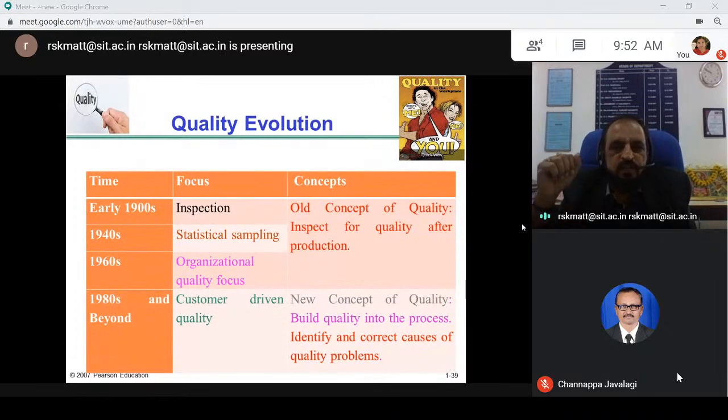In the early 1900s, we used to call it inspection, and during 1940, statistical sampling. It was used by many of the quality gurus, who used statistics in measuring quality. Then in the 1960s, the organizational quality focus was given. So till 1960, the old concept of quality was to inspect quality after production. And in 1990 and beyond, it is customer driven quality. The quality concept was changed: build the quality into the process, and identify and correct the causes of quality problems.